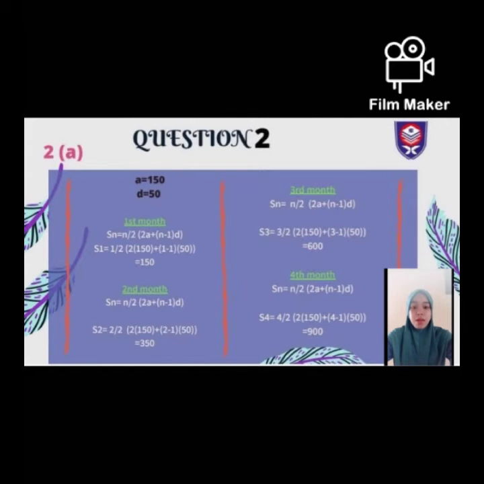I want to discuss question 2A: list the total amount of money your brother saved for the first 4 months. Use the formula Sn equals n over 2 times (2a plus (n minus 1)d). So a equals 150, d equals 50.